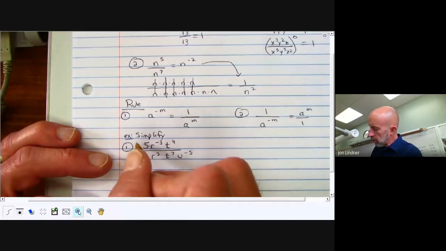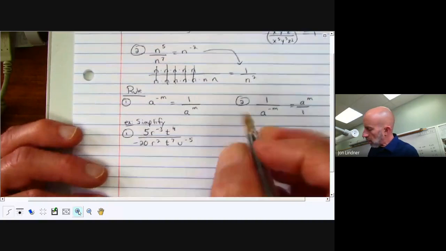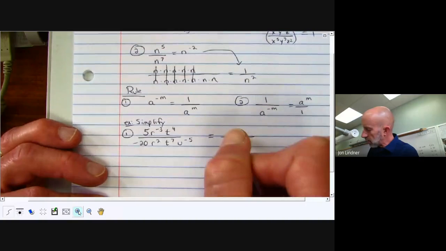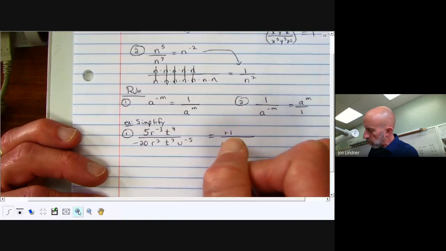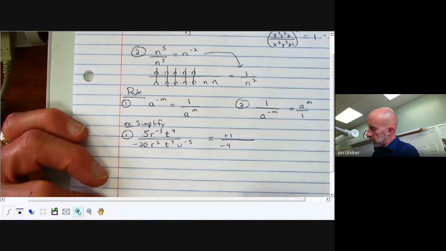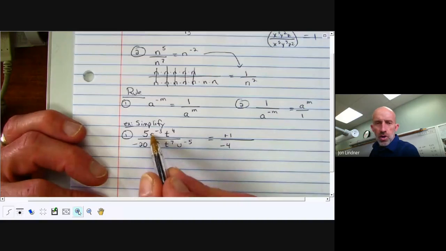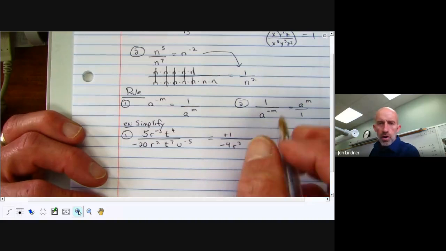Well, first, let's simplify this 5 over negative 20. All right, that simplifies to negative 1 over 4, or I guess I could say positive 1 over negative 4. It doesn't matter so long as the negative is only in one place. Now look at this. Here's an r to the negative third, which needs to be moved to the bottom. So I'm going to have r to the third.